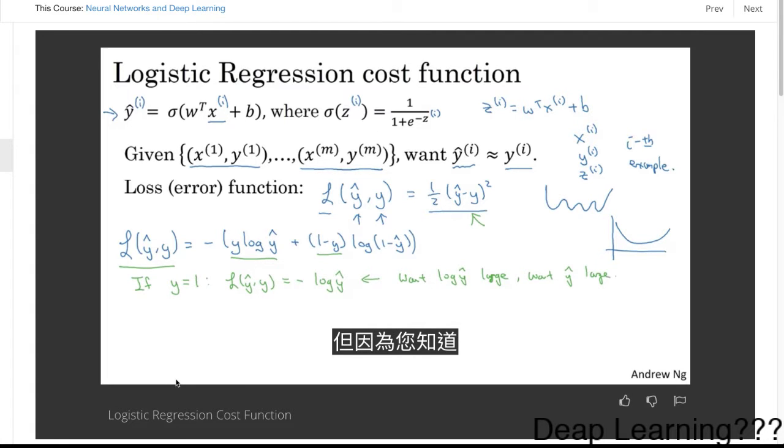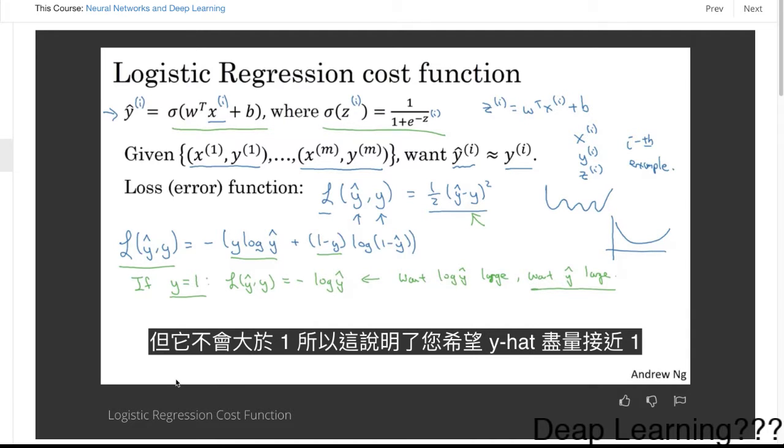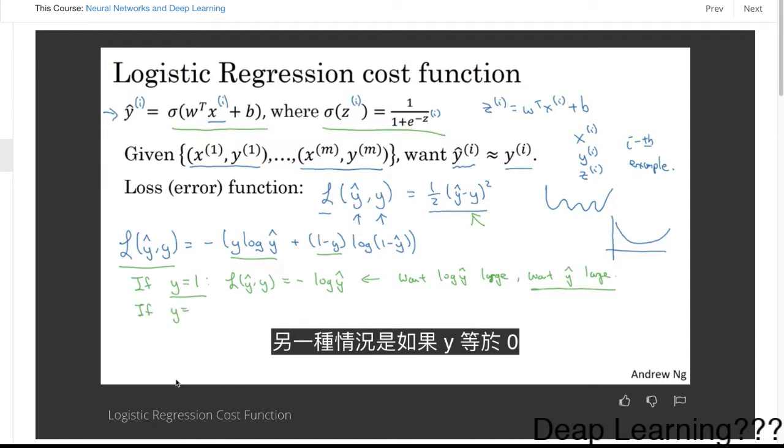But because y hat is this sigmoid function, it can never be bigger than 1. So this is saying that if y is equal to 1, you want y hat to be as big as possible, but it can't ever be bigger than 1, so it's saying you want y hat to be close to 1 as well.